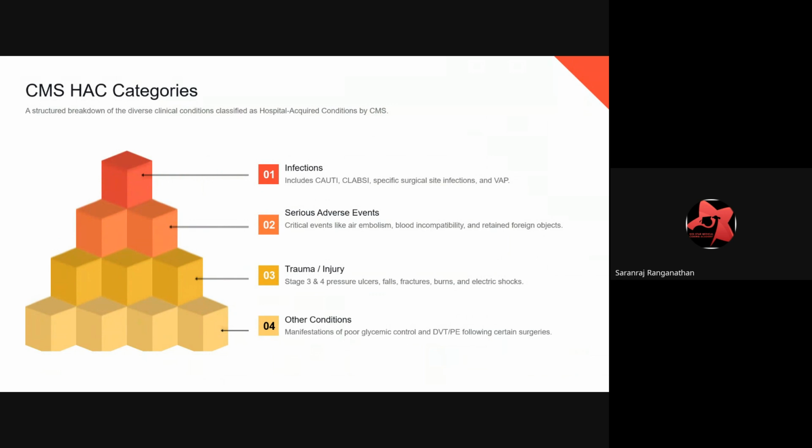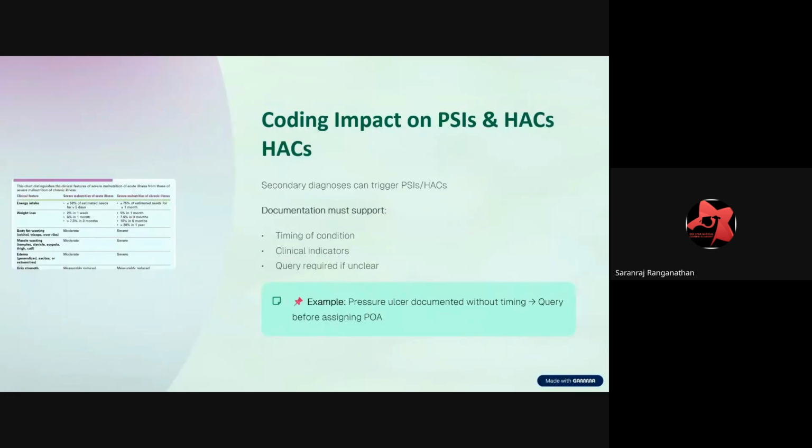You remember etiology and manifestation. So if you're going to put under category 4, those conditions are going to be the manifestation condition, which means it will be induced by some other conditions. You can remember it like that. That is what the other conditions are, categorized under 4 for the HAC, which means hospital acquired conditions. Then conditions impacting the PSI and HAC.